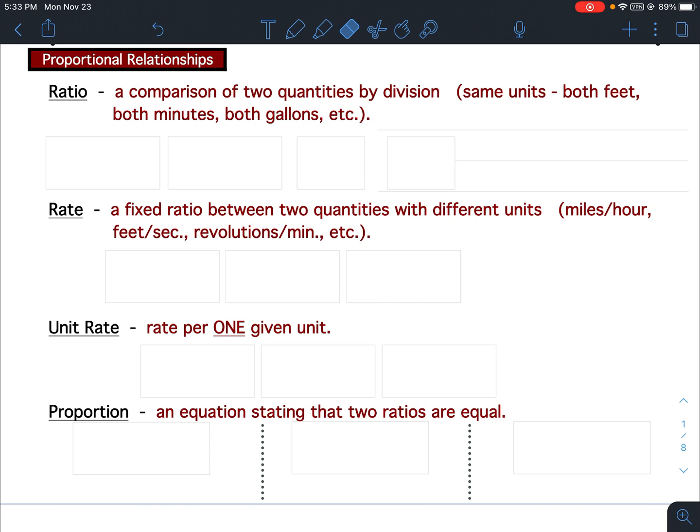Take a moment, pause your video, and get the definition for ratio, rate, unit rate, and proportion written down. Please make sure you're writing small and neat because we will be writing stuff in between each of these definitions.